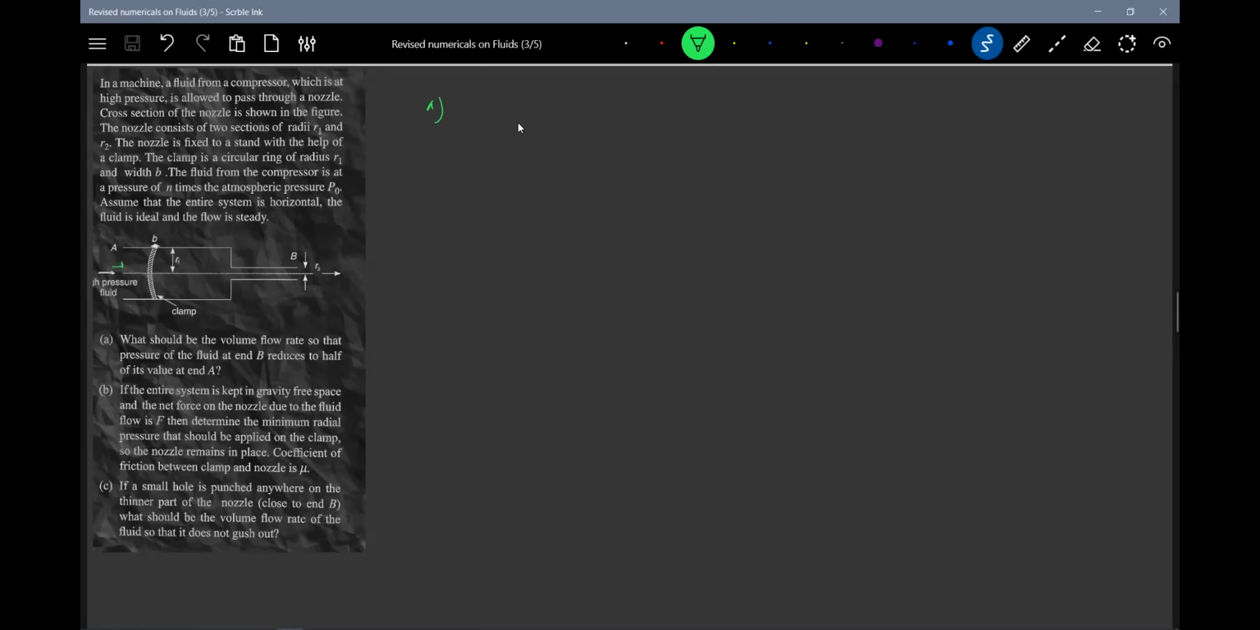So here, let the speed of the liquid be VA, and here VB. Then the pressure at A plus kinetic energy at A should be equal to the pressure at B plus kinetic energy at B. The pressure at A is NP naught.